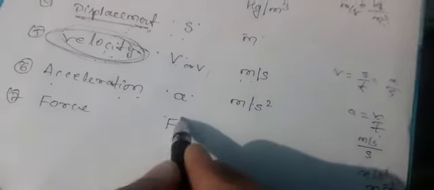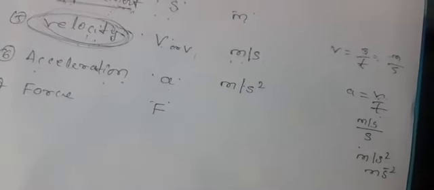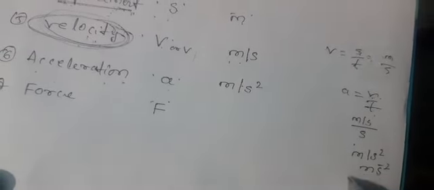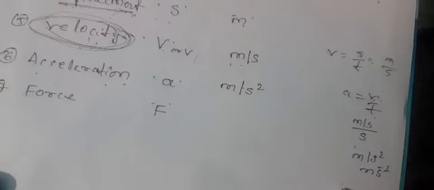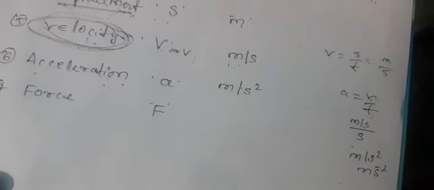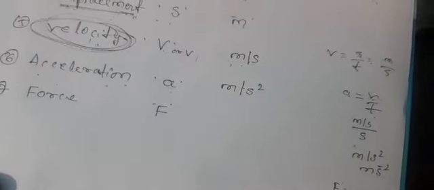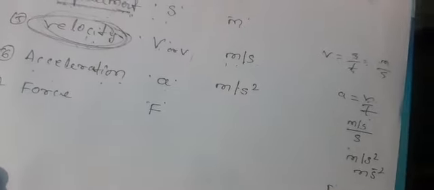Next, the seventh derived quantity is force. The symbol is capital F. What is an example of force? The pushing of any object is a good example of force. What is the mass of the object? That is called force. The force equation is F is equal to mass into acceleration.